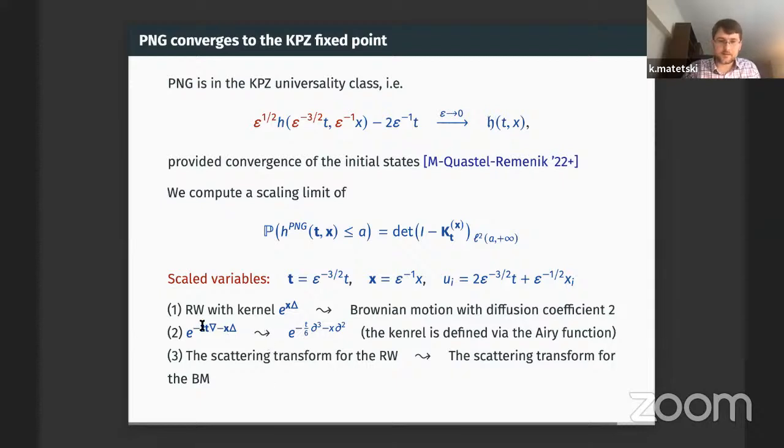Yes. Does this kernel generate a Markov process also, like just this exponential? Because the exponential of minus Laplacian feels like a Brownian motion, and we have something similar here.